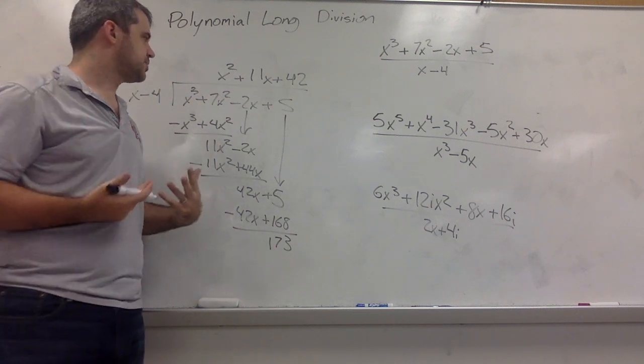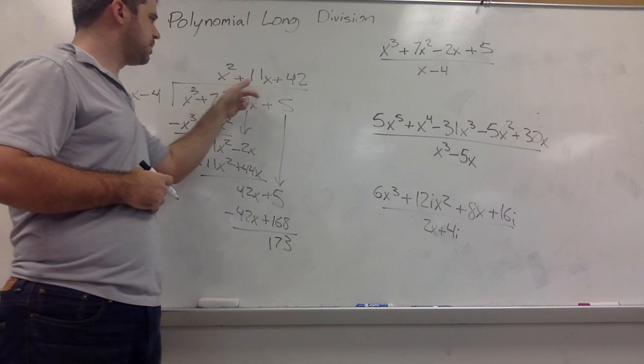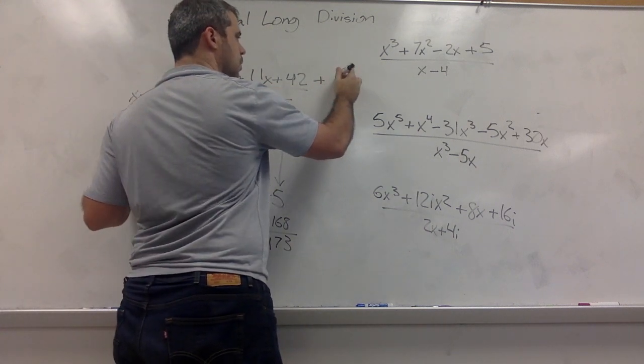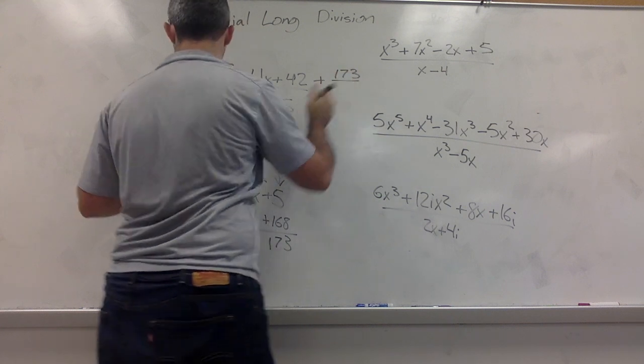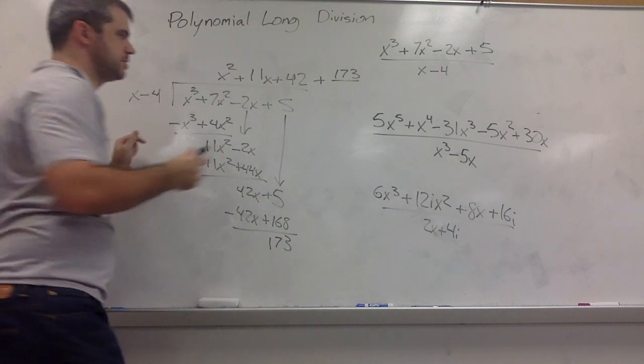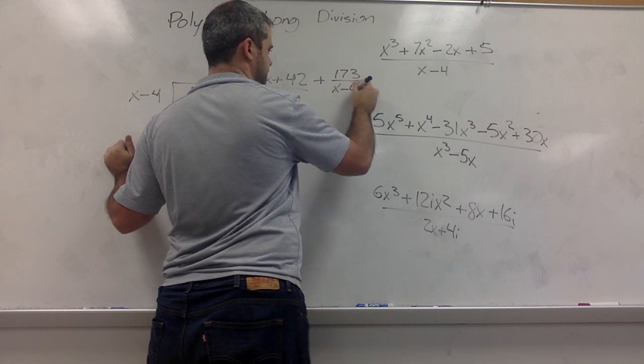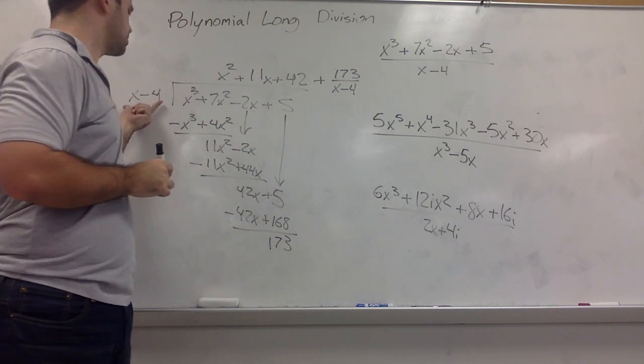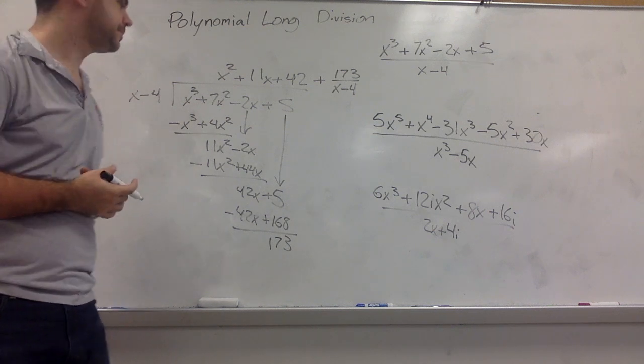So our final answer here would be x squared plus 11x plus 42 plus 173 over x minus 4. Okay, so our remainder was this, so we just put it over our divisor there.